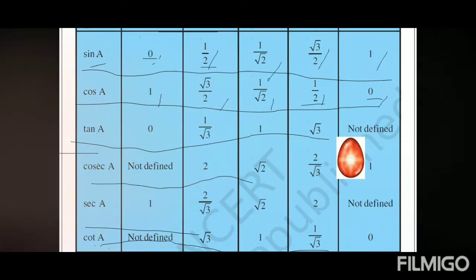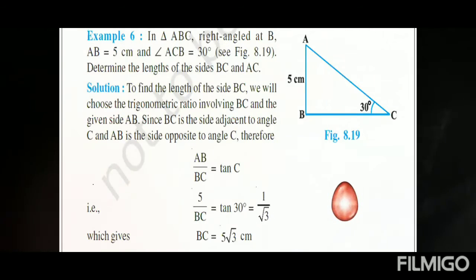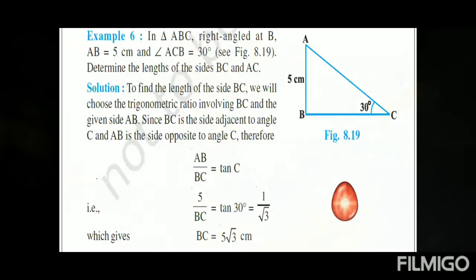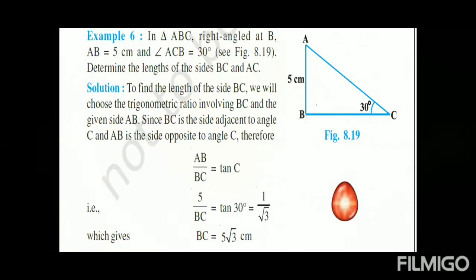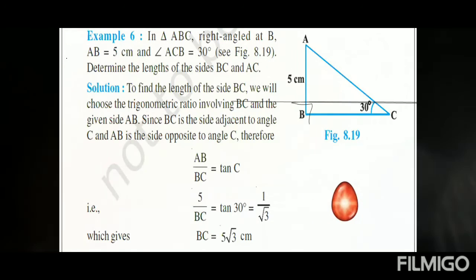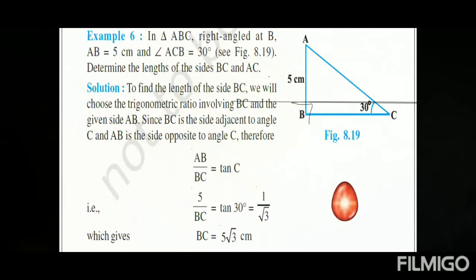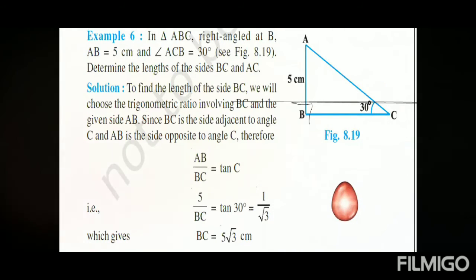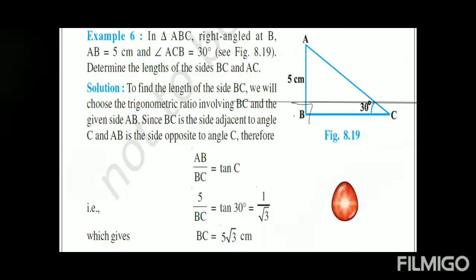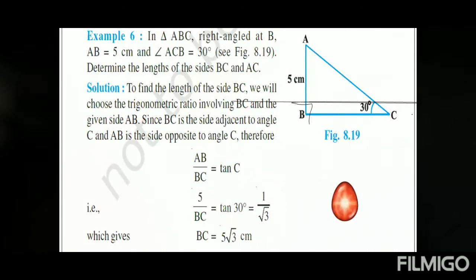Okay. So next, we will move to the next slide. Now we are entering into the sums. Example 6. In triangle ABC, right angled at B, AB is 5 centimeter and angle ACB is 30 degrees. Determine the lengths of side BC and AC. So we need to find BC and AC. So we would easily find it.